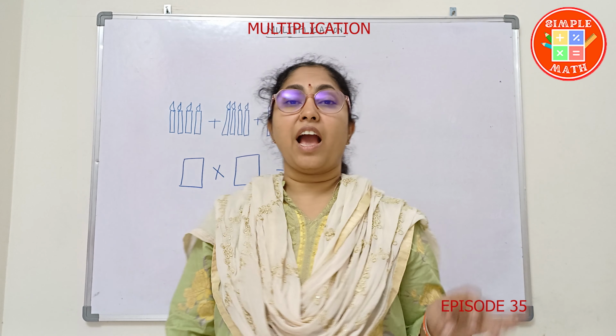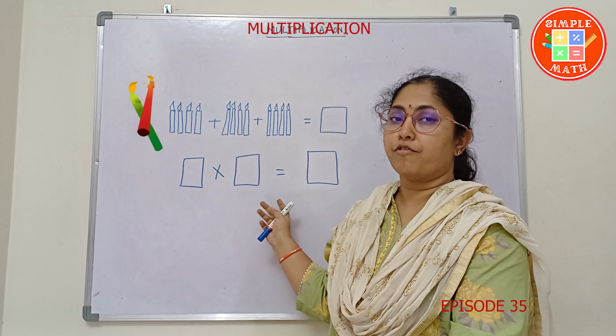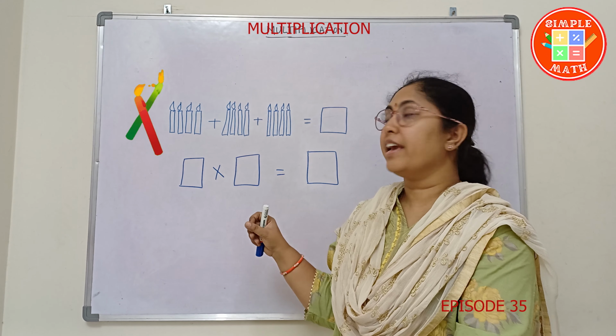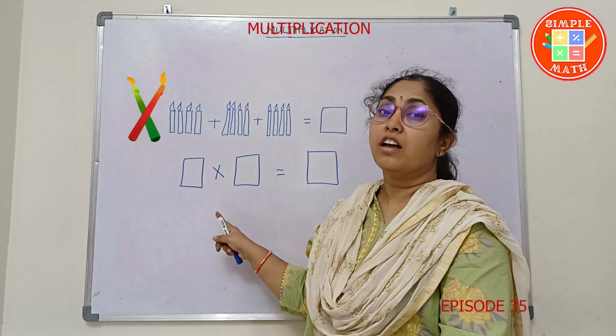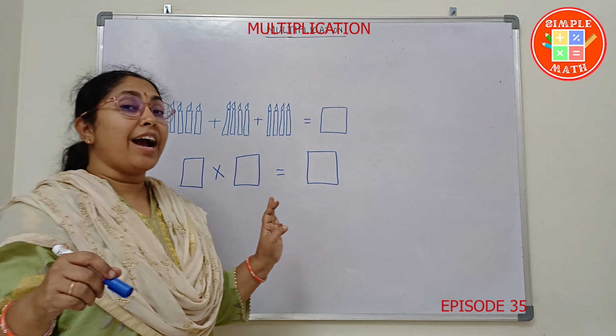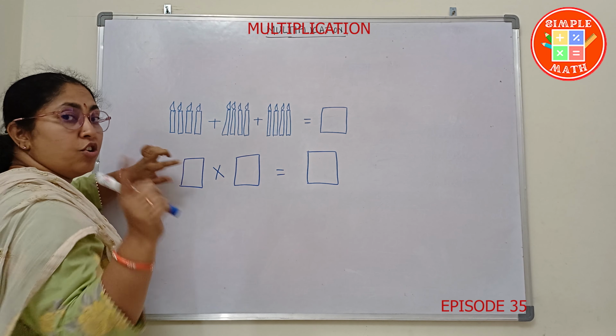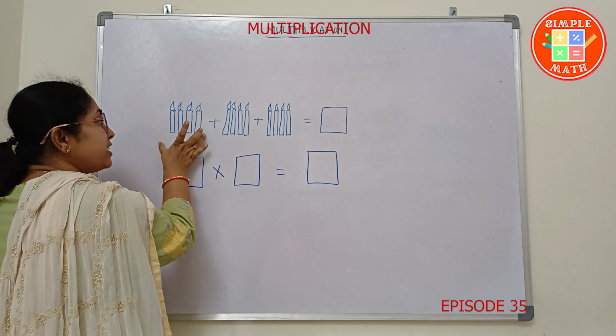Now let's see how to write this given figure in number form. So first, how will we count? Do we write the candles? How do we count and write the candles here? No. How many sets are given?